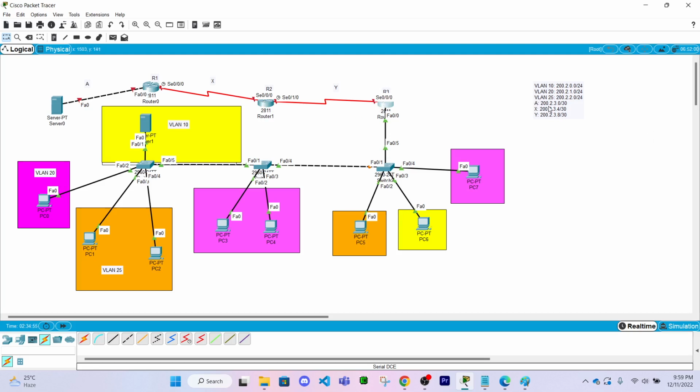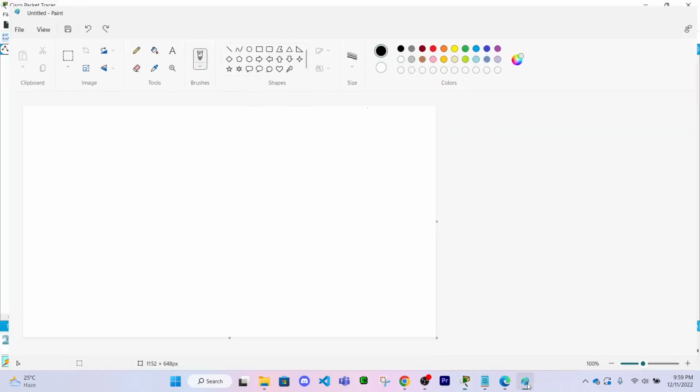First, here A is 200.2.3.0/30. This means that /30 is the net bit, so the host bit is 2. So the IP range here will be 2 to the power 2, so the IP range will be 0 to 3. Okay, so I write it for you.